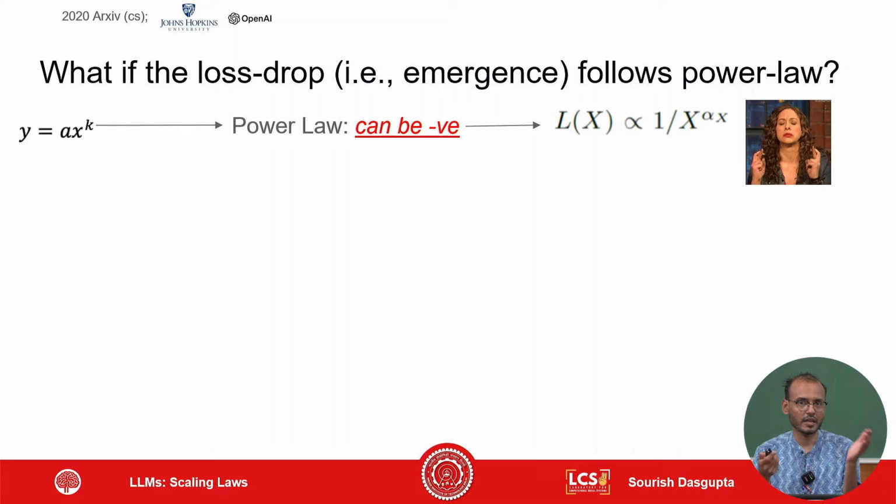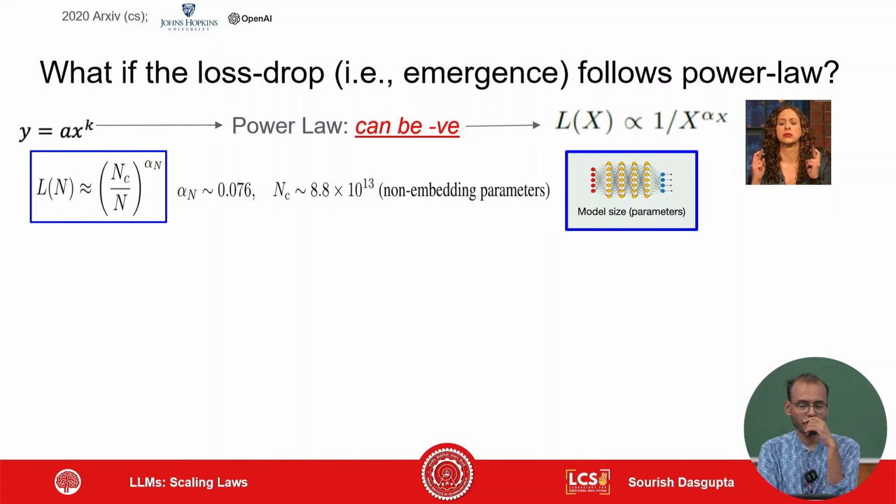So a power law again would be something like y equals a into x raised k, where k can be negative. Which means something like the loss over a particular parameter x is inversely proportional to x raised alpha x, where alpha is a function over the dimension, as we just said. As we discussed, there are three major factors: one is the parameter size, one is the training data, and one is the compute.